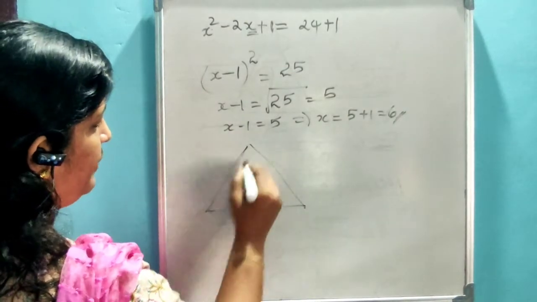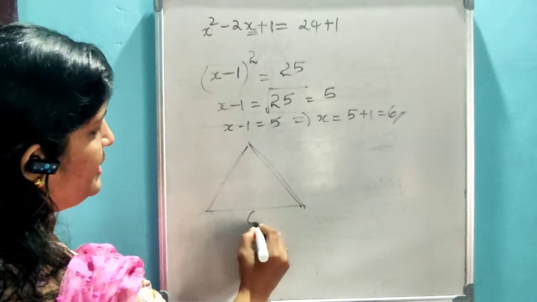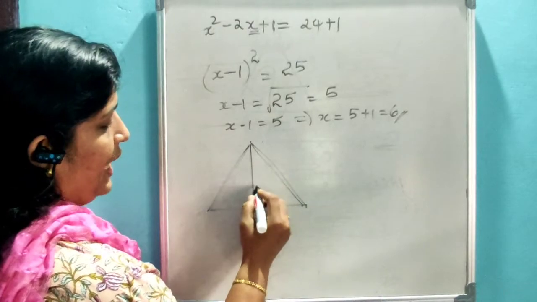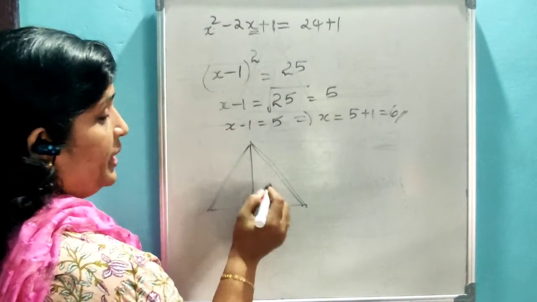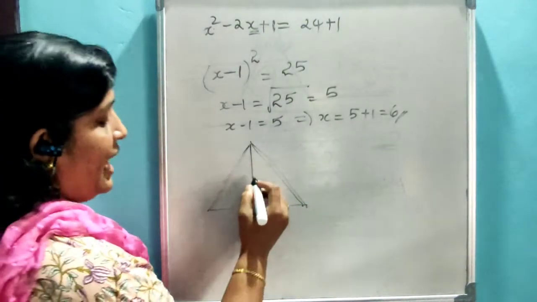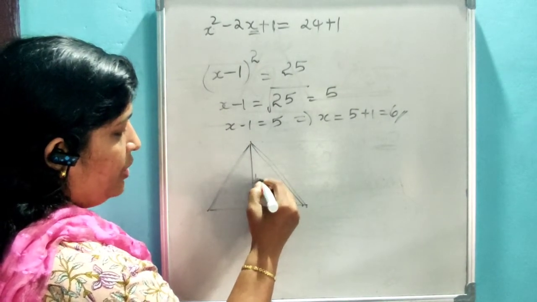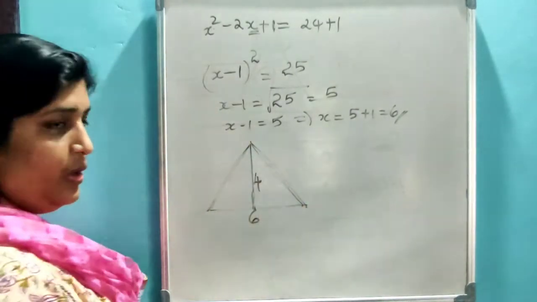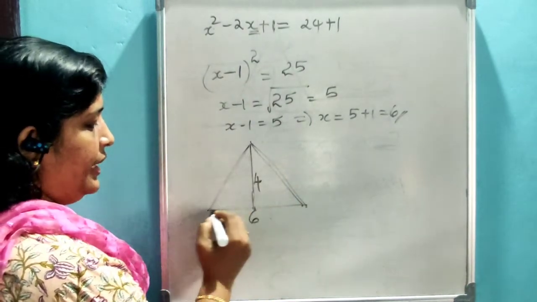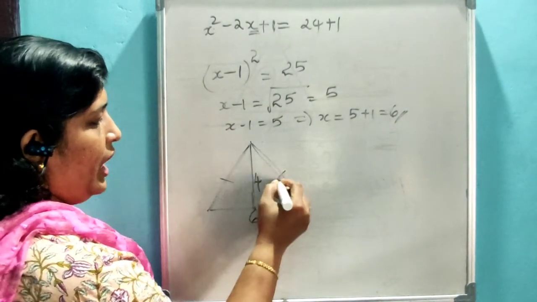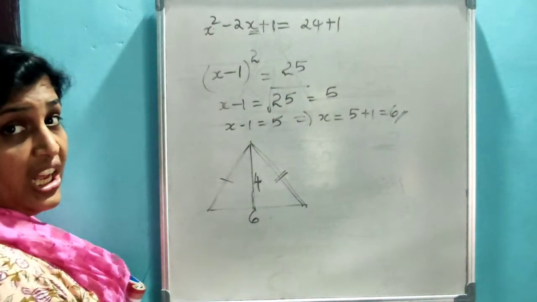Okay, we have the base of the triangle. What is the base? 6. And what is the height? The height is 2 meters, less than the base. So this is equal to 6 minus 2, which is 4. So this one is a right triangle. We need to find the other two sides of the triangle.